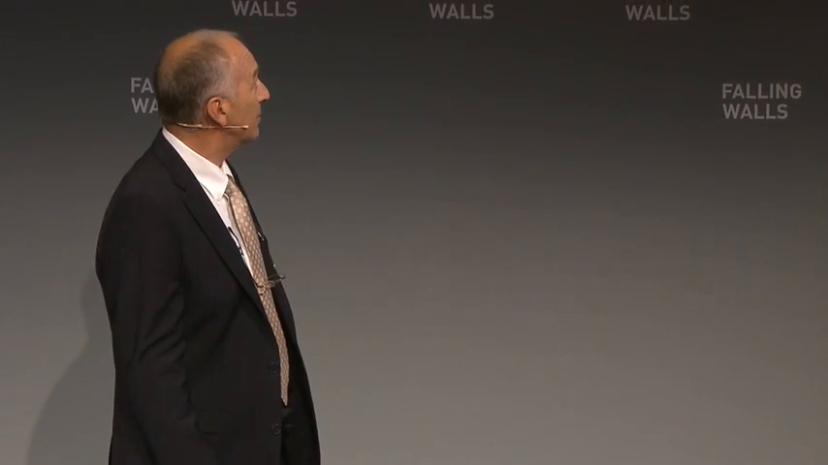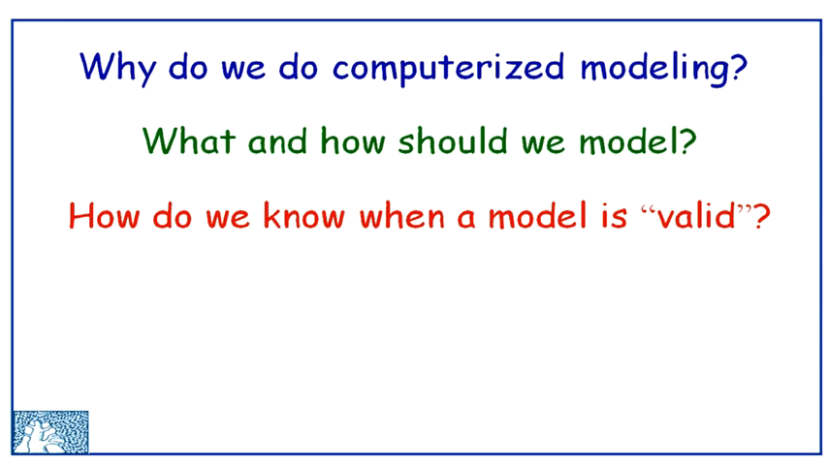So I'm a computer scientist, but I'm going to be talking about biology and essentially about building computerized models of biological systems. And one of the questions we ask ourselves is, why do we even do computerized modeling? What should we model? How should we do the modeling? And one of the most interesting questions is, how do we know when we've built a model that the model is complete and is valid?